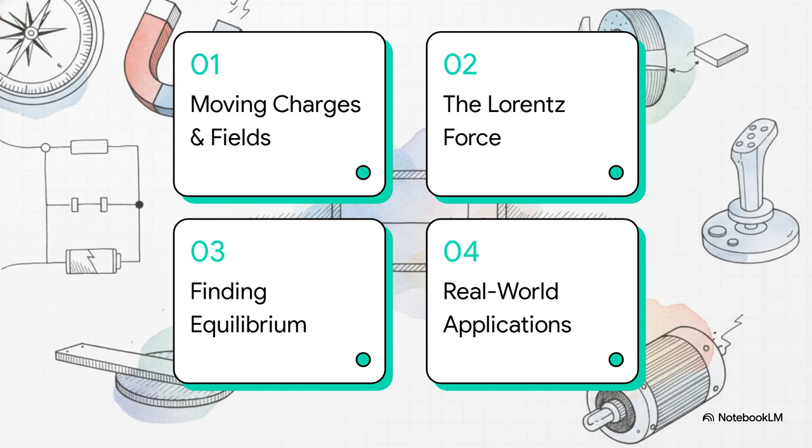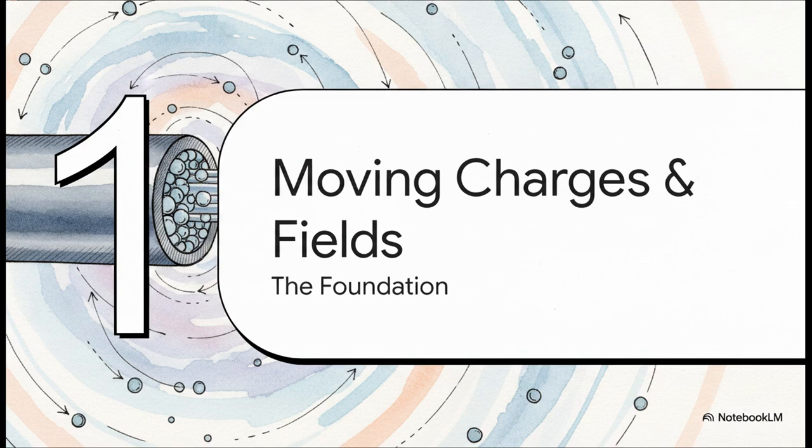Here is our roadmap for today. Number 1, moving charges and magnetic fields. Number 2, the Lorentz force push. 3, balancing act, finding equilibrium. And finally, number 4, real-world Hall effect applications. Let's start with Section 1, moving charges and magnetic fields, the foundation.